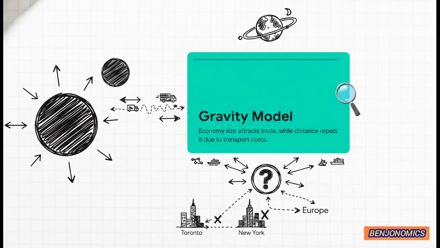This model basically says the massive size of an economy naturally attracts trade, while distance repels it, mostly because distance adds transportation costs. But Anderson and Van Wincoop pointed out that earlier economists forgot a totally crucial missing variable: multilateral resistance, or in plain English, relative prices. You see, you can't just look at the distance between Toronto and New York in a vacuum. You have to compare it to the cost of trading with everyone else. If trading with Europe suddenly gets incredibly expensive, trade between Toronto and New York is going to go up, even if their actual distance hasn't changed at all.